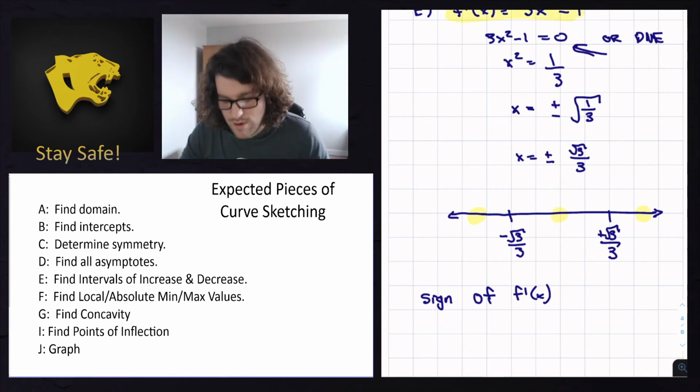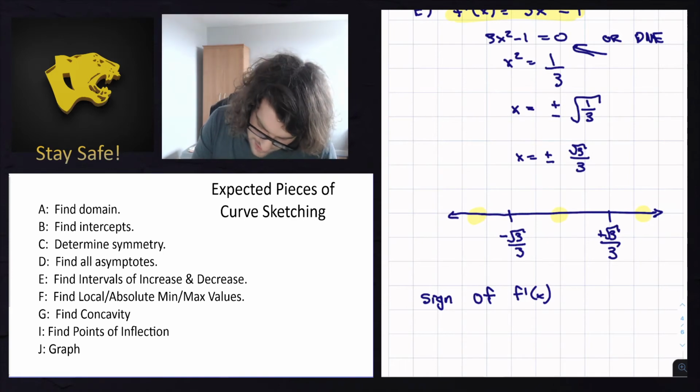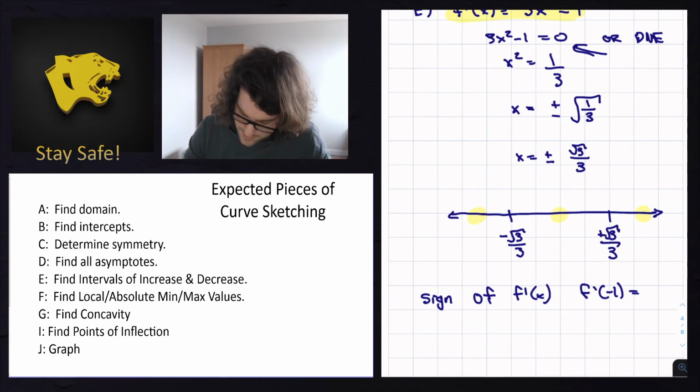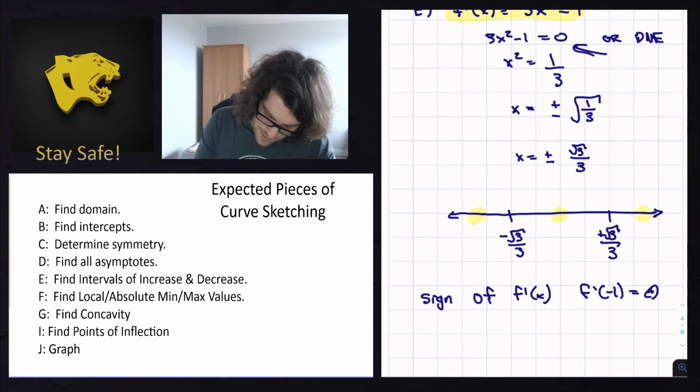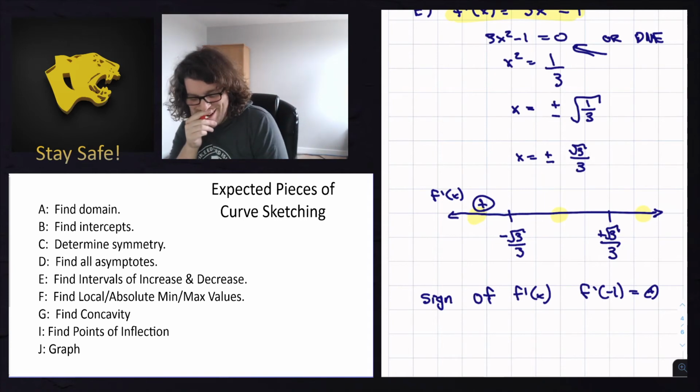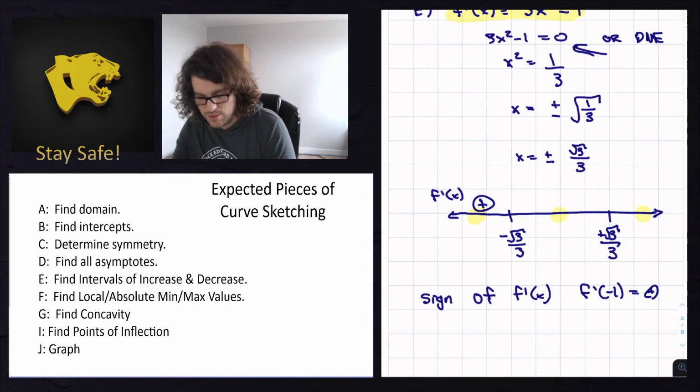So that first derivative is going to end up being evaluated at negative 1. And it doesn't even matter what the number is. It matters what the sign is. So I'm going to get negative 1 squared is 1. 3 times 1 minus 1 is going to be positive 2. So I'm going to put that as positive here. So I get a positive first derivative. In between, the nicest number in between those two values would be 0.